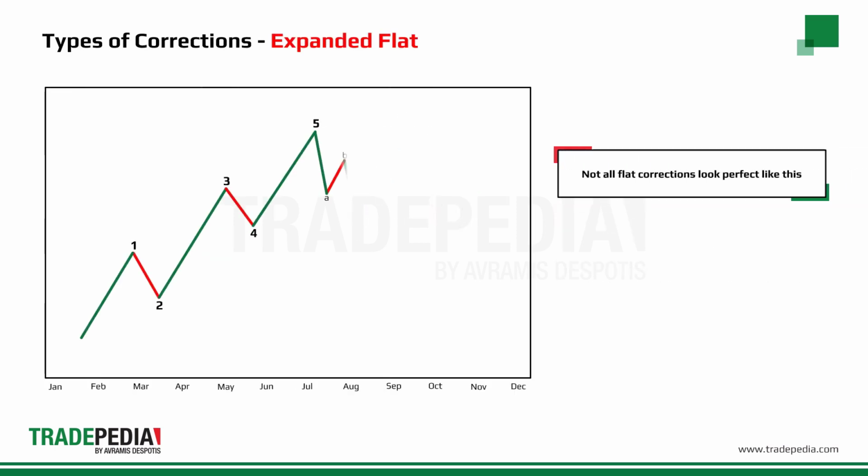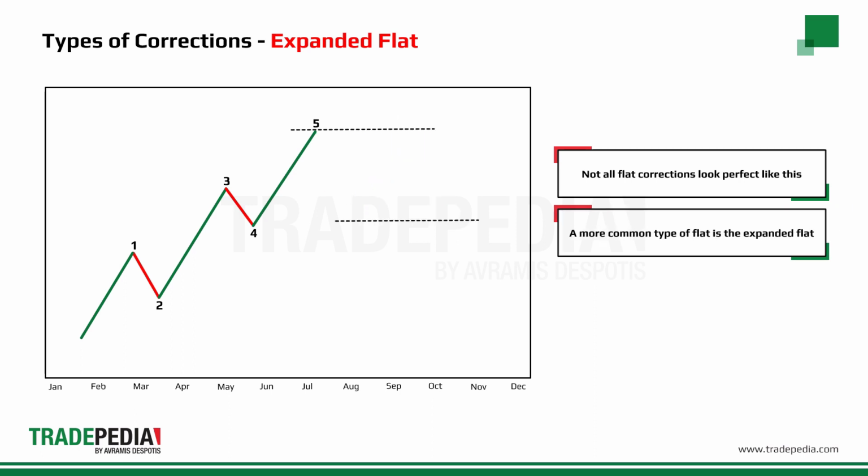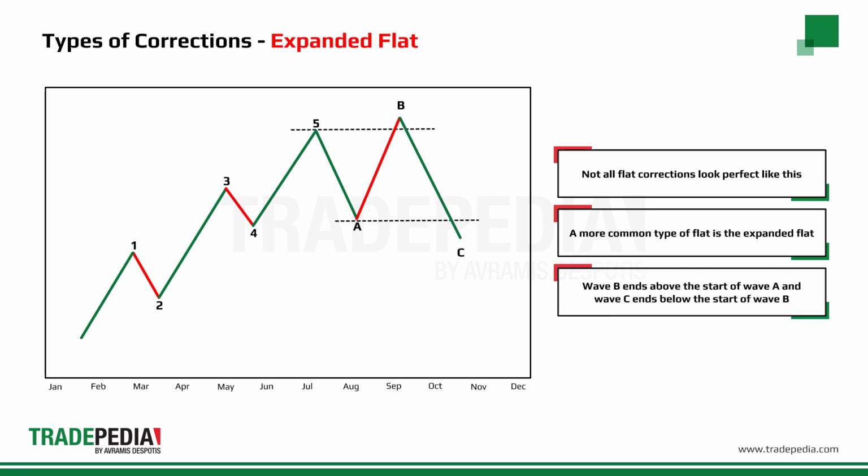Not all flat corrections look perfect like this. A more common type of flat is the expanded flat. In an expanded flat, wave B ends above the start of wave A and wave C ends below the start of wave B.